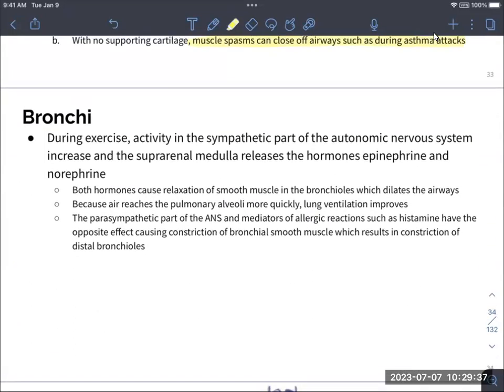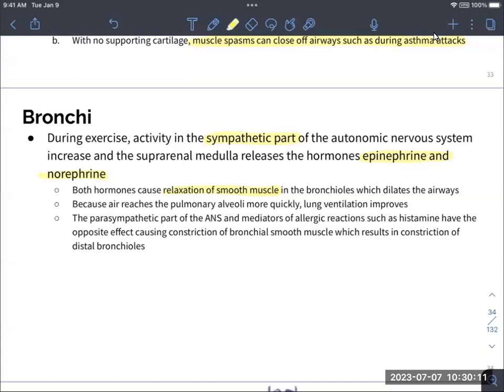Exercise stimulates that sympathetic nervous system. And when that sympathetic nervous system gets stimulated, it stimulates epinephrine and norepinephrine to be secreted out. These hormones will relax that smooth muscle, which makes the airways larger. So it makes it easier to breathe when you're exercising. Air reaches down to those alveoli faster.